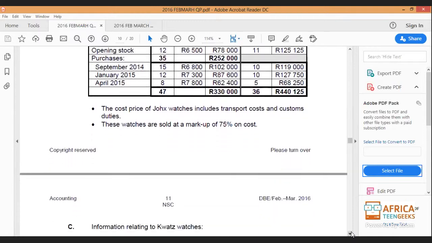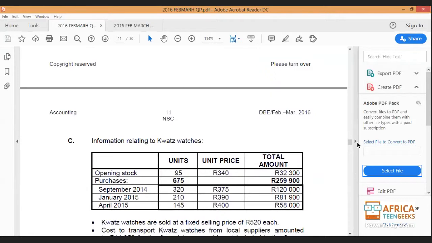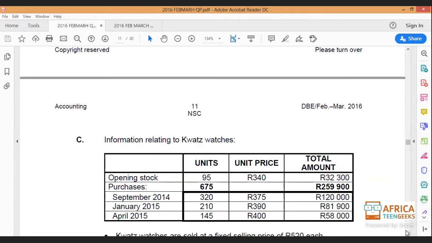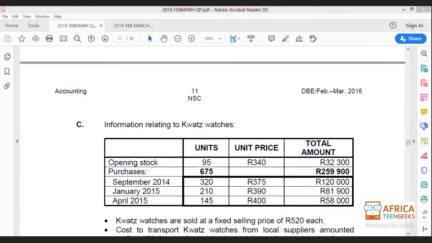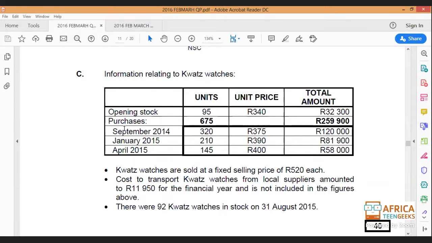Right. Letter C talks about the information relating to quartz watches. We were told that these ones use the weighted average method, and the opening stock was 95, which was the unit price per watch. We bought in September 320, in January 210, in April 145. Quartz watches are sold at a fixed selling price of 520 each.